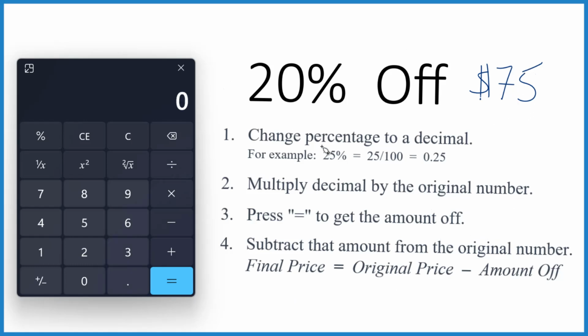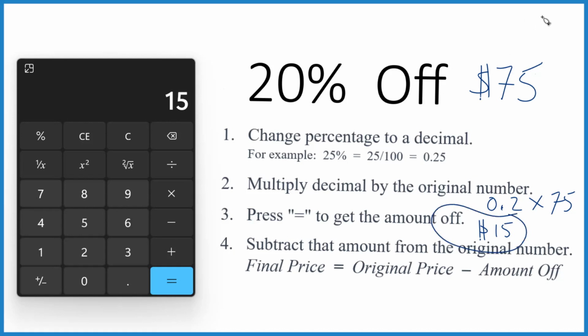$75. So take 20% off the price or number, $75. So that 20%, we change the percentage to a decimal here. So we're going to take 20 divided by 100, and that gives us the decimal 0.2, which we then just multiply by the original number, the 75. 0.2 times 75 equals 15. So we get $15 off.